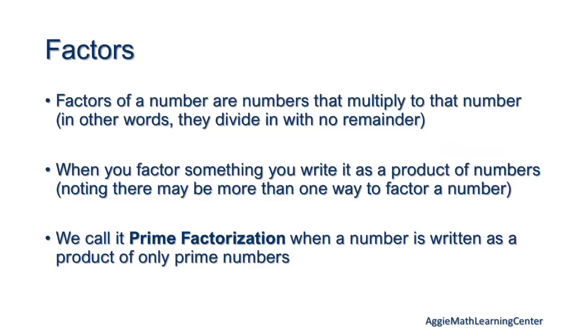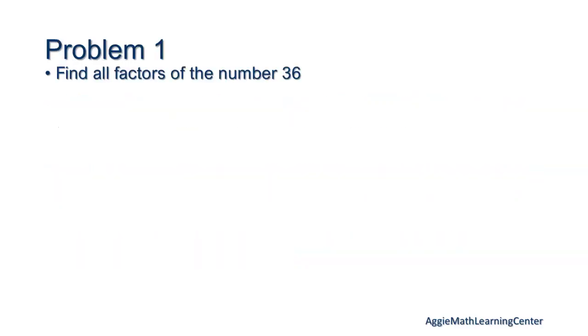The factors of a number are the numbers that multiply to that number. In other words, divide and have no remainders. When you factor something, you write it as a product of the numbers, noting there may be more than one way to factor a number. And then we call it prime factorization when a number is written as a product of only its prime numbers. So there's a difference. We're going to see that on this first question. So we're going to find all factors of 36, not just the prime factors.